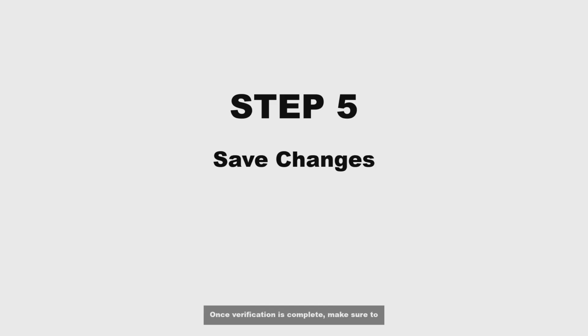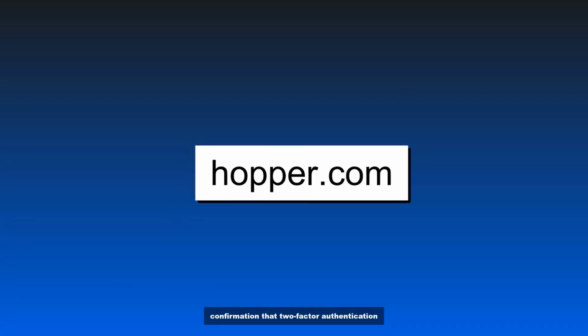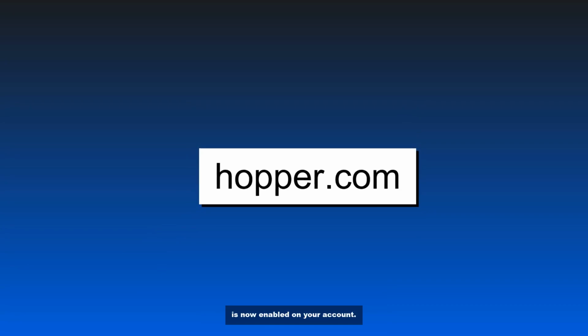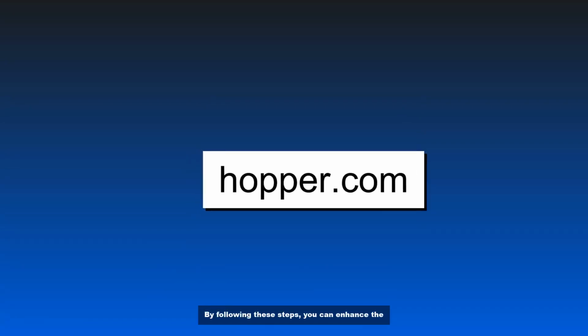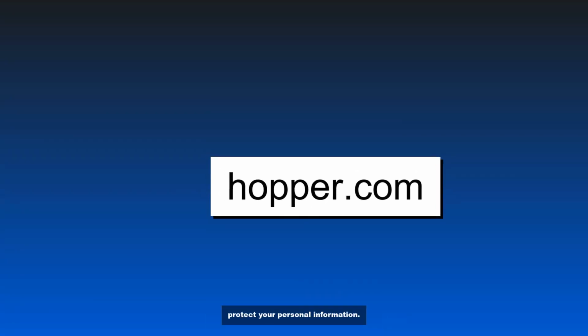Step 5. Save changes. Once verification is complete, make sure to save your changes. You should receive a confirmation that two-factor authentication is now enabled on your account. By following these steps, you can enhance the security of your Hopper 2025 account and protect your personal information.